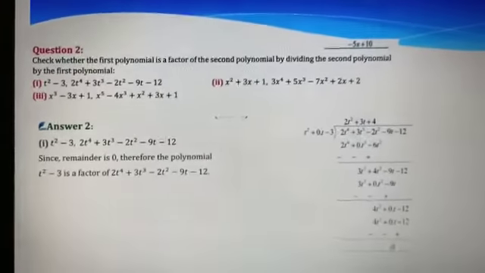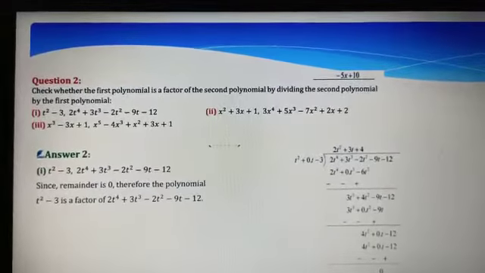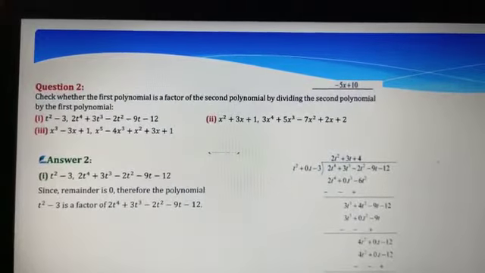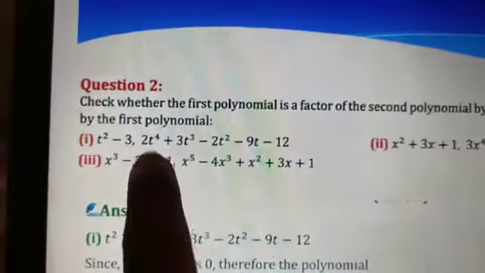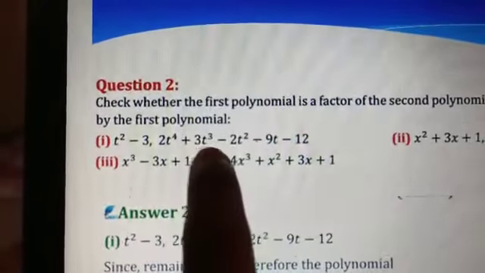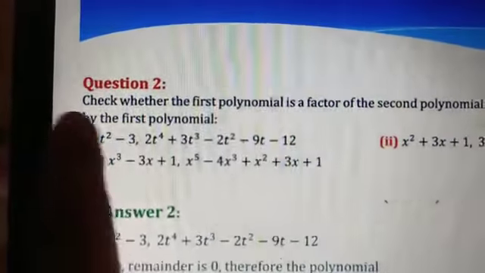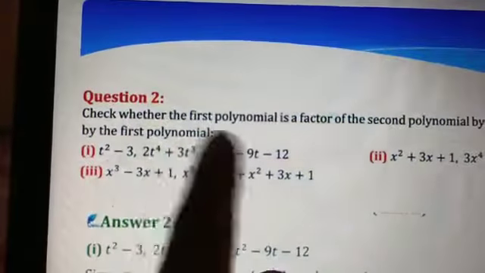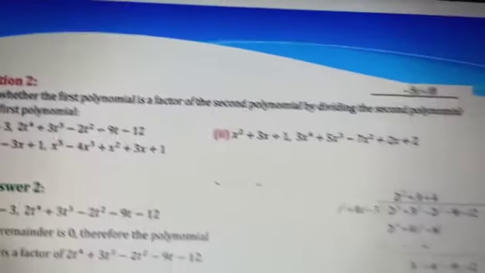Moving to question number 2. Same thing. Check whether the first polynomial is a factor of the second polynomial by dividing the second by the first. So here you can see t square minus 3, comma, 2t to the power 4 plus 3t cube minus 2t square minus 9t minus 12. So this is the first polynomial, this is the second polynomial. We need to divide these two.